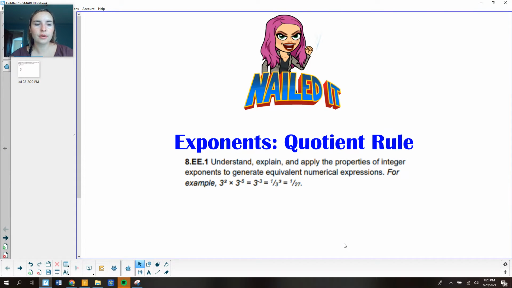Today we're going to be talking about one of our exponent rules, the quotient rule. Remember, quotient means division or divide. That's why we call it the quotient rule. So we're talking about dividing exponents. It's really not as scary as we think it might be.